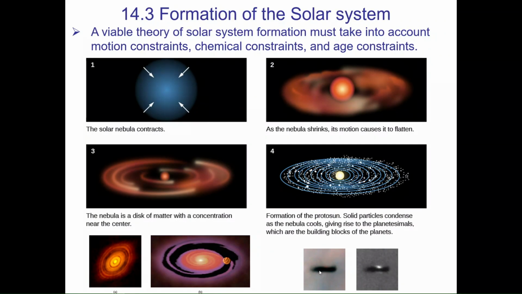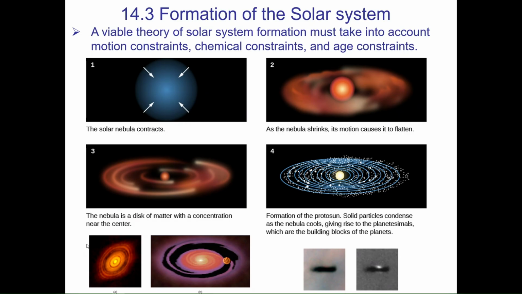So you can see the bottom picture. We can see some active star-forming regions where we observe the disc shape from the side. That is evidence indicating that during the formation of the solar system, there was a time when the solar nebula was a disc shape.